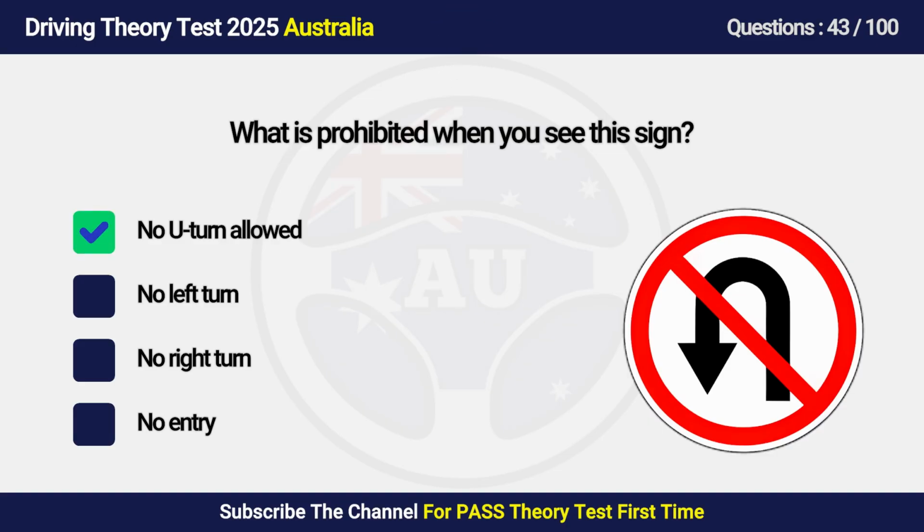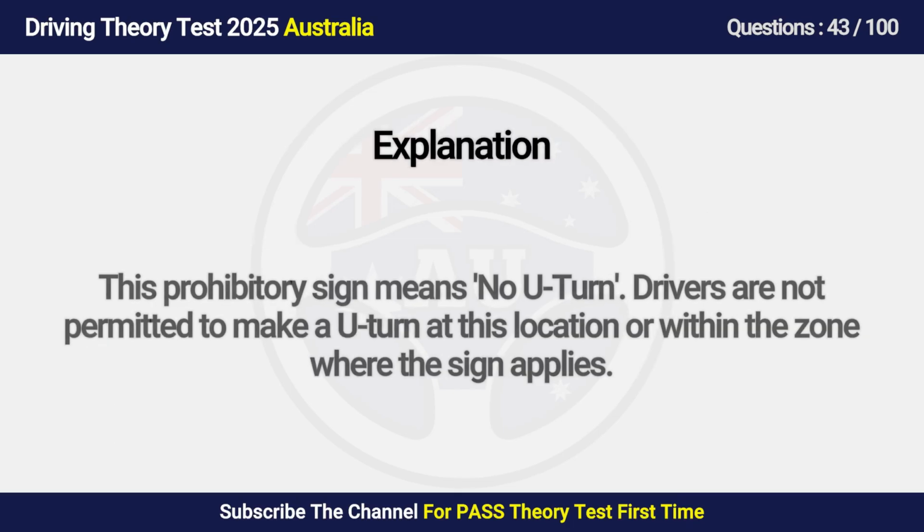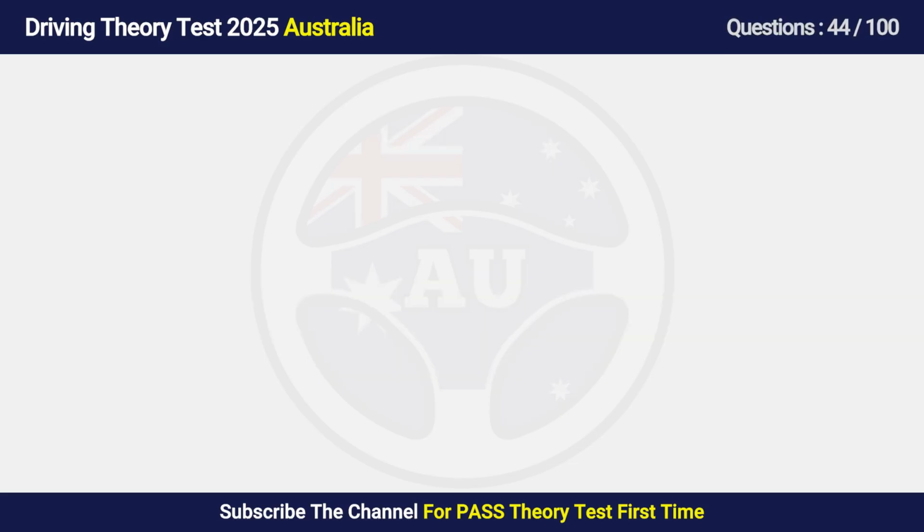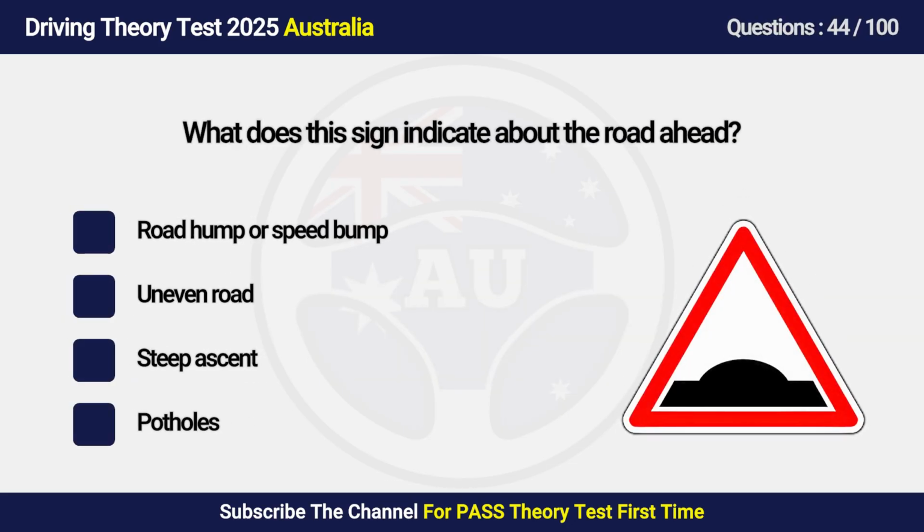Answer is A. No U-turn allowed. This prohibitory sign means no U-turn. Drivers are not permitted to make a U-turn at this location or within the zone where the sign applies. Question 44. What does this sign indicate about the road ahead?